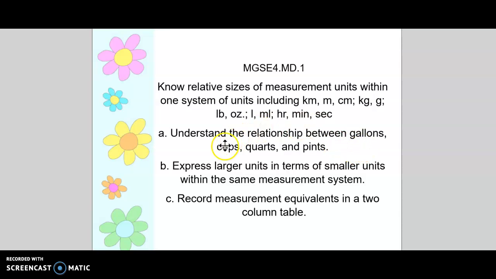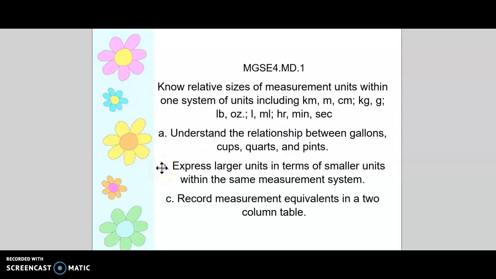We're going to talk about how we can express larger units in terms of smaller units within the same measurement system. And basically what that means is that we're going to learn how to convert measurements. And that's something that you guys have been doing when you're solving word problems. So you're familiar with it. You just didn't realize that this is what you were doing.